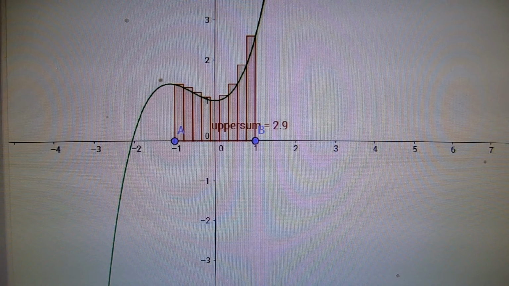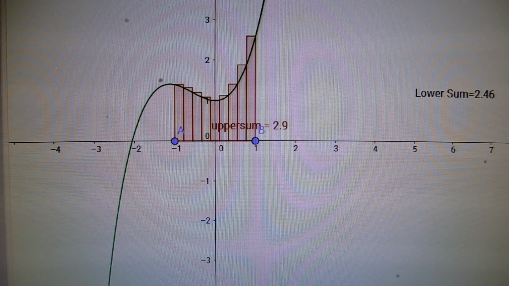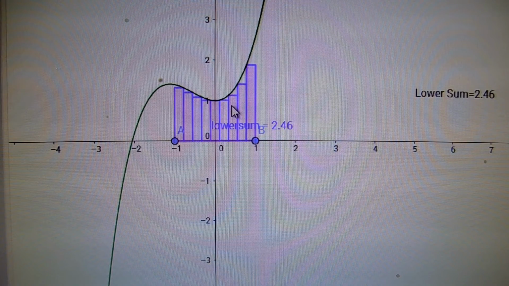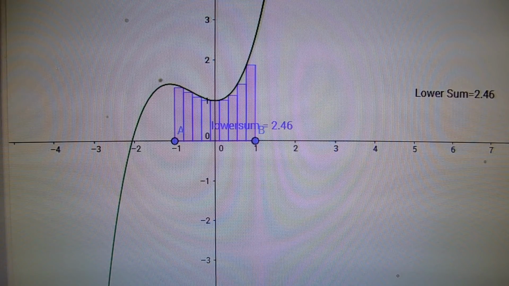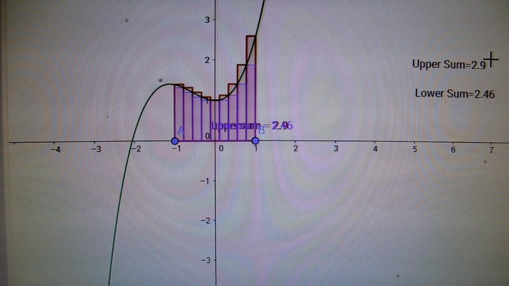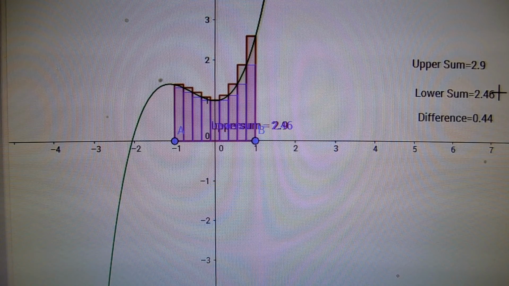Now then, let me turn that off. There we go. And here it is for our lower sum. And you'll notice that there's a difference between these two numbers. There's going to be a difference between our two numbers. Now, if you do the math here, you can see that this is accurate.